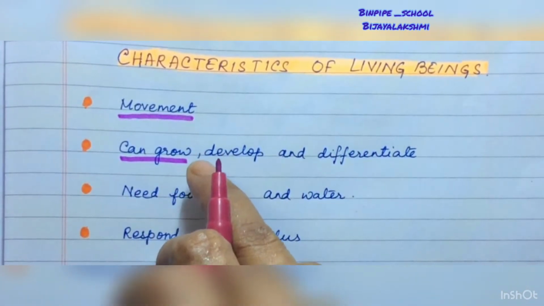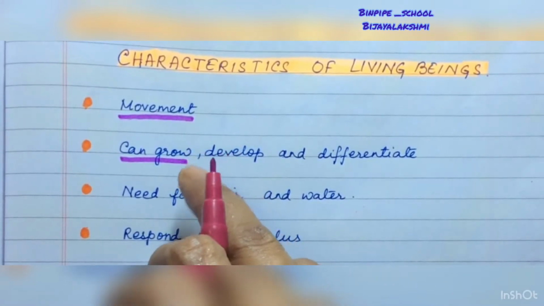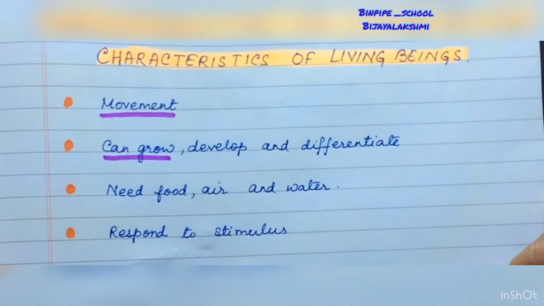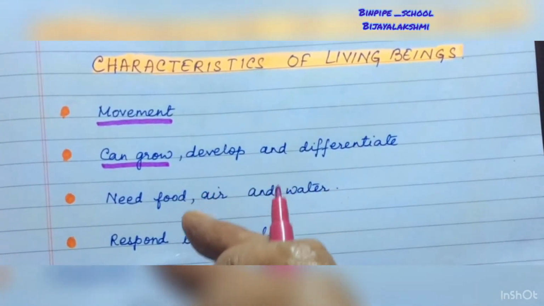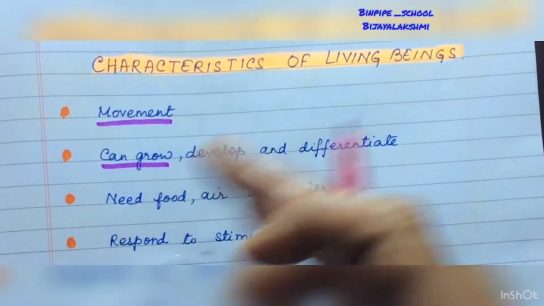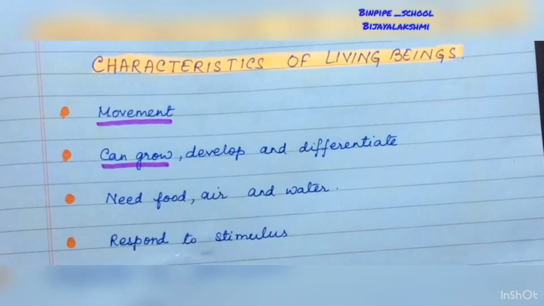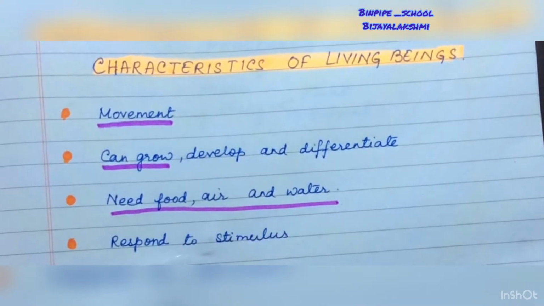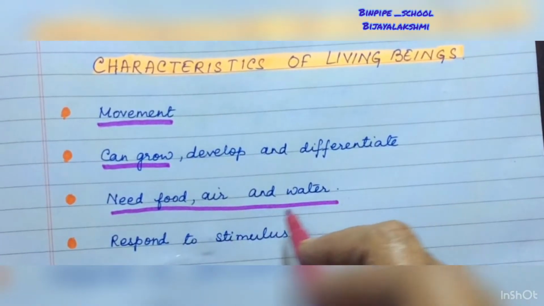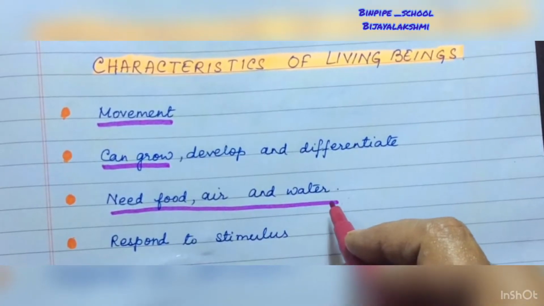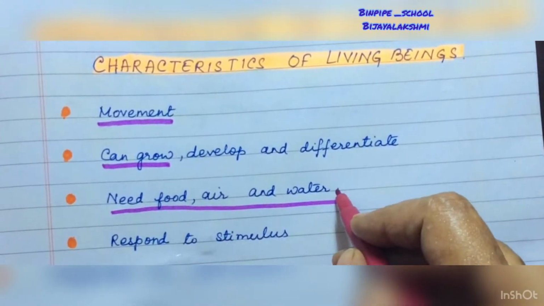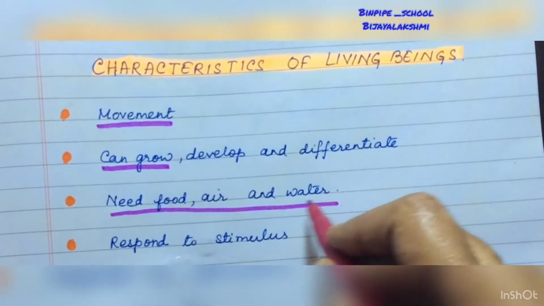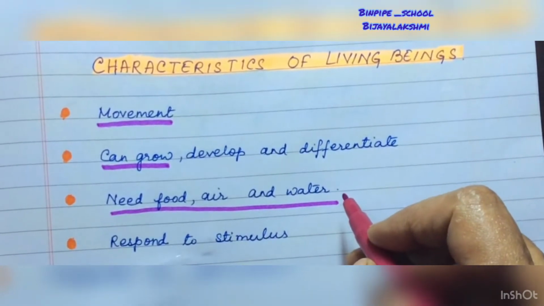Now next, let us discuss growth. All living things show growth. That means they develop from a small being to a larger being. They show growth, development, and even differentiation at the cellular level. The next point of discussion is the need for food, air, and water. All living things need these three things for their existence. Without these three things, they cannot exist in nature. These are the source of energy.